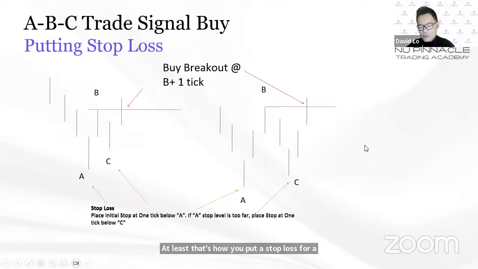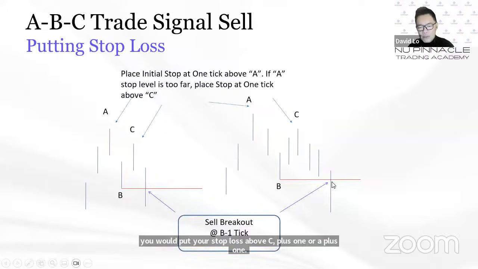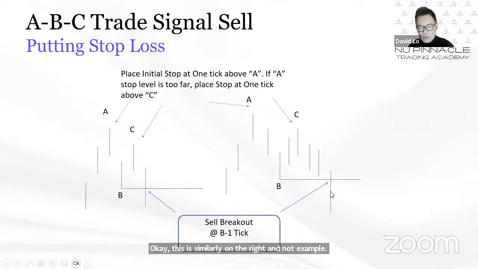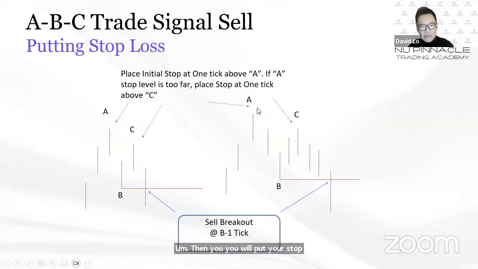For a sell position, let's say you sold at B, then you will put your stop loss above at C+1 or A+1. Similarly on the right, another example: you sold at B-1, the market traded through B-1, then you will put your stop at C+1 or A+1 tick. That's how you put your stop losses.